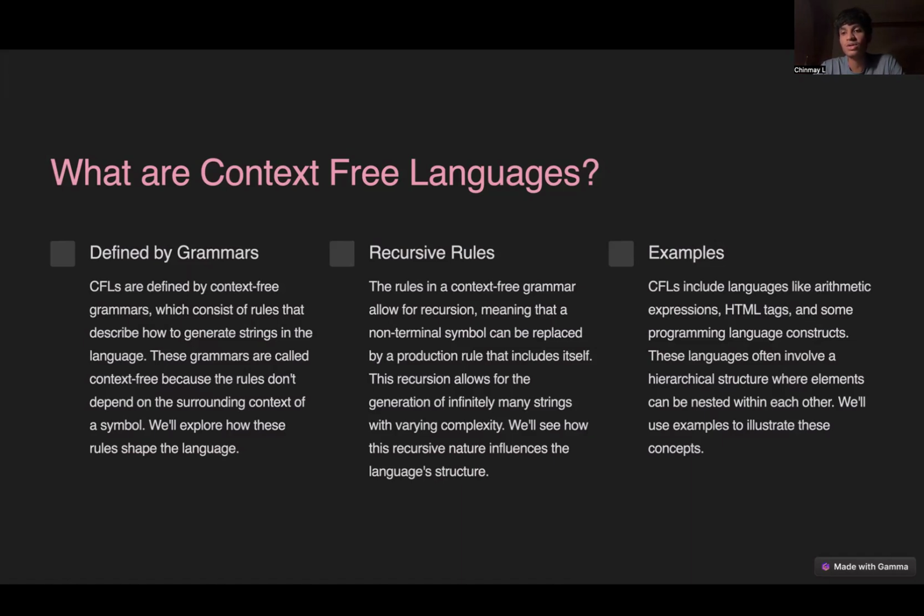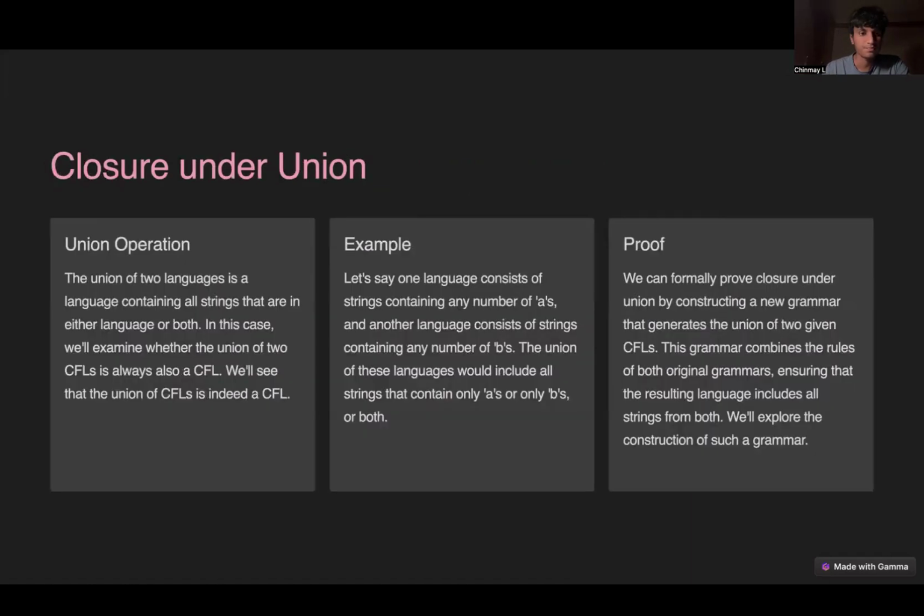Example. CFLs include languages like arithmetic expressions, HTML tags, and some programming language constructions. These languages can involve a hierarchical structure where elements can be nested within each other. We will use examples to illustrate these concepts.